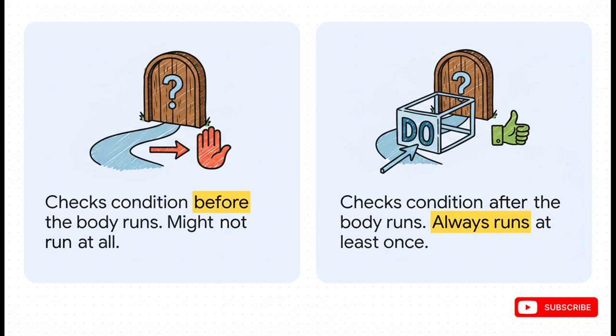It runs the code first, and then it checks the condition. And that gives it this amazing superpower, a one-run guarantee. It will always run at least once, which is absolutely perfect for things like showing a user a menu and then asking if they want to do it again.